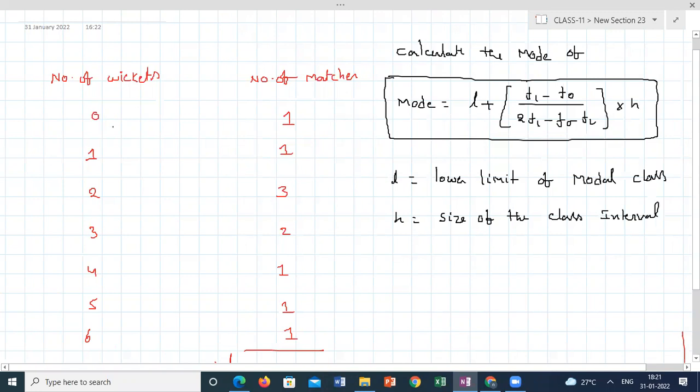But here class interval is not there. It is like a general raw data distribution table, a frequency distribution table. So you have to convert the table into some other format now. If the data is in this format, I can't calculate. So assume all class sizes are same.